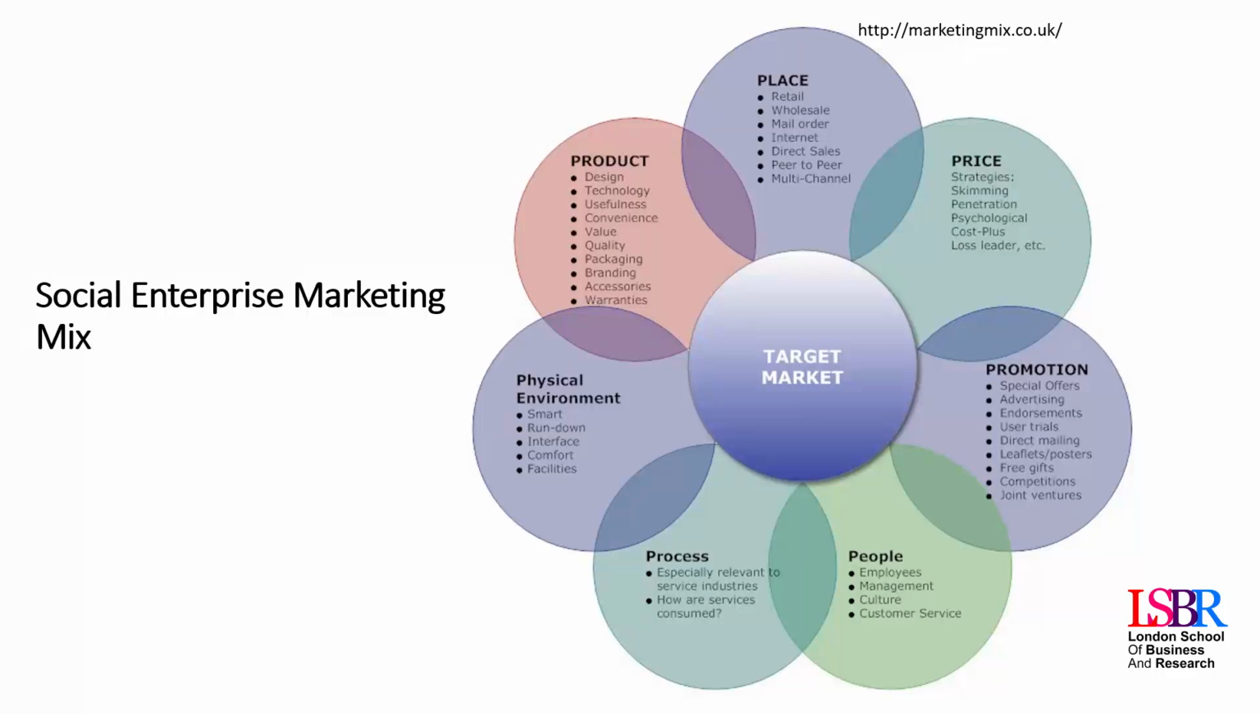The physical environment can be smart, it can be run down, it can be comfortable, it can be how the facilities are. So again, does the environment in which your business operates make customers more attracted to your business? You know, if you have a high-tech environment, perhaps one that's comfortable and allows customers to come in and play. So for example, the Apple Store is designed to encourage people to come in, play with the technology, to try it for themselves, in the hope that they will then want to buy one themselves.